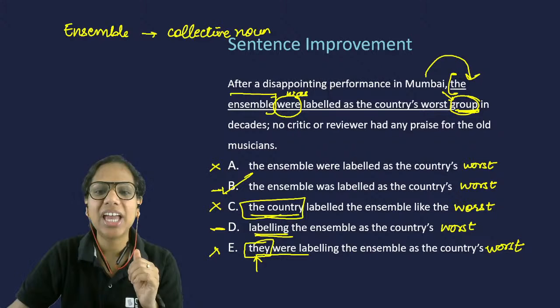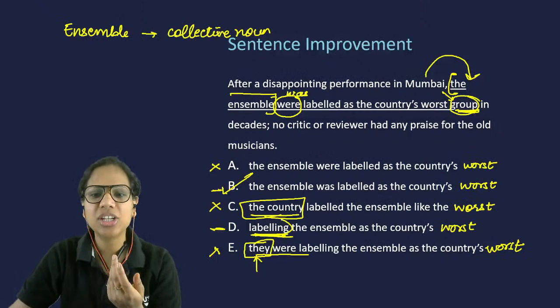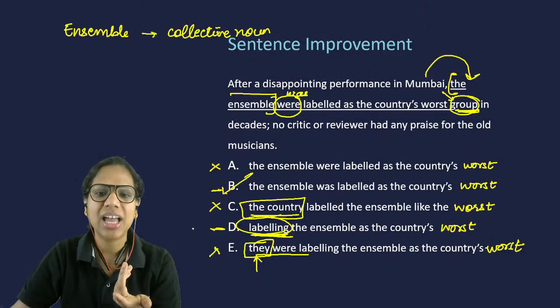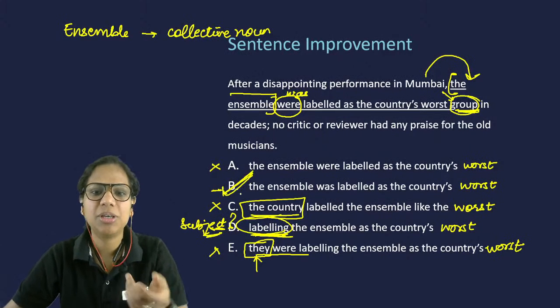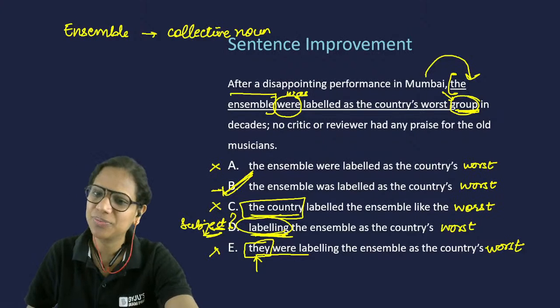And then I can't say "labeling." So there is no subject here, labeling the ensemble. I need a subject here. That is missing. So B, Bangalore. Good. Those who said B.